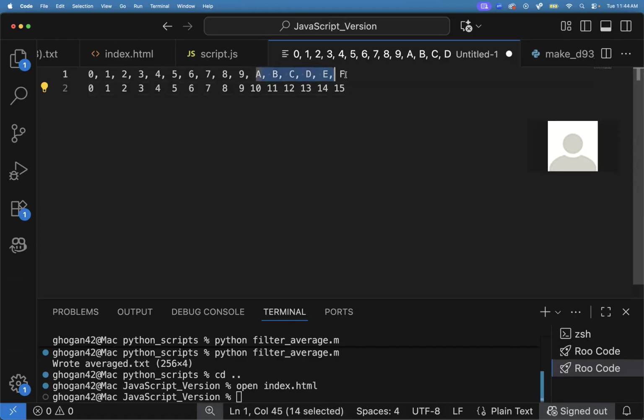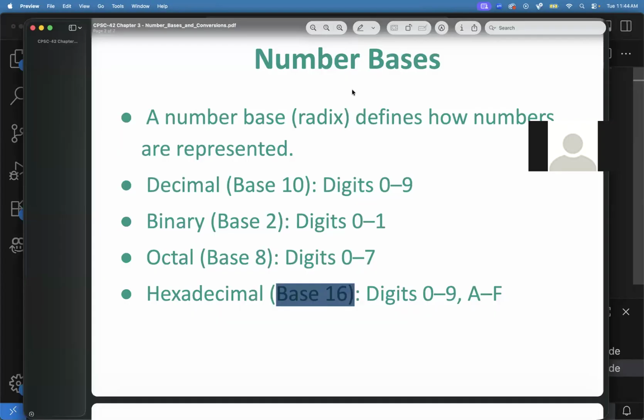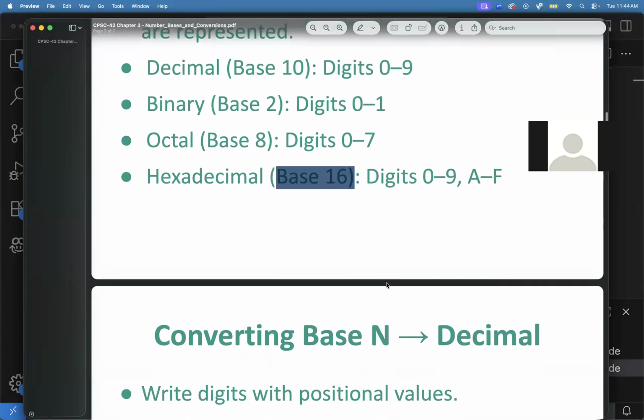But we don't have one single symbol that means 14 or 15 or 11 or 12 or 10. So that's why we use these letters just as substitutes for them. All right. So those are the digits we use for hexadecimal.